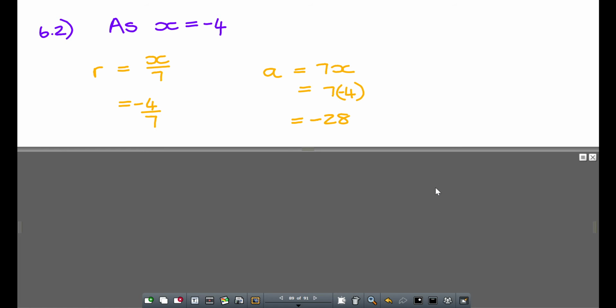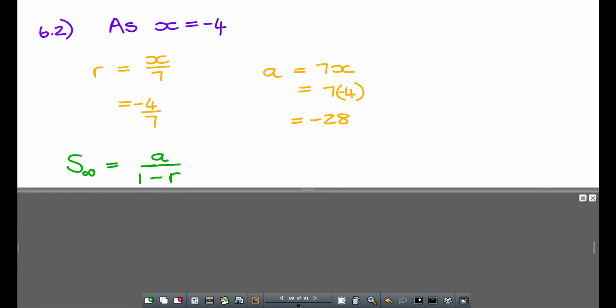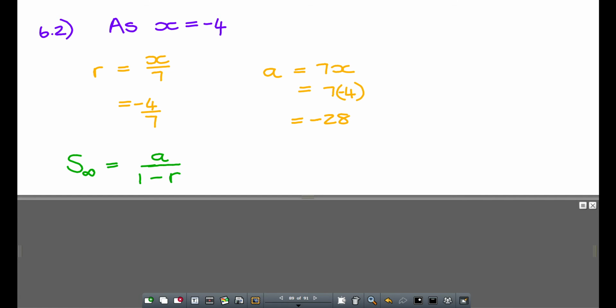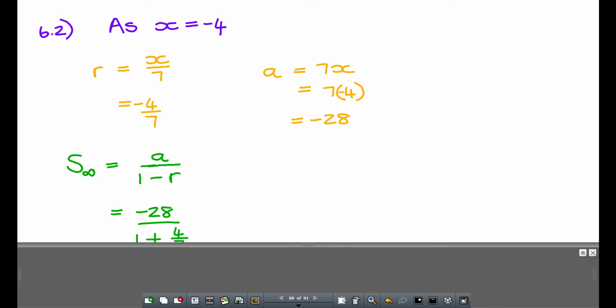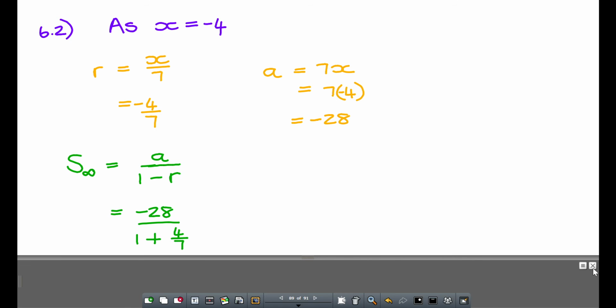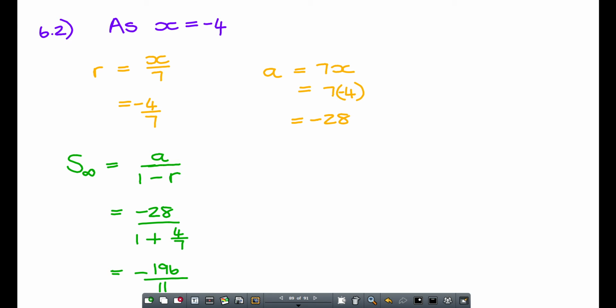En A, heel eerste term in our reeks was mos gewees 7X. Maar nou in plaas van X kan ek gebruik -4, which means that A would be -28. Goed. My oorspronklike vergelyking vir die som tot oneindig is mos A op 1 minus R. So I substitute into that, and that means that the sum to infinity would be -196 over 11.